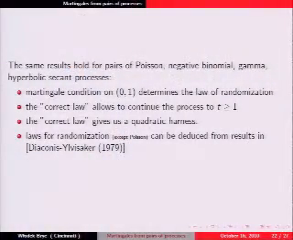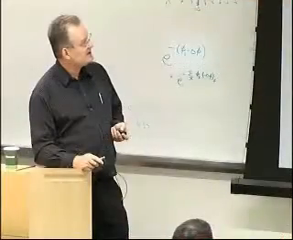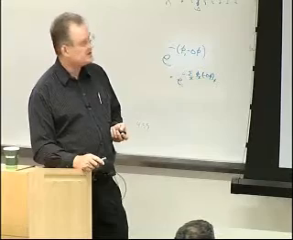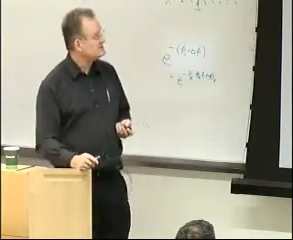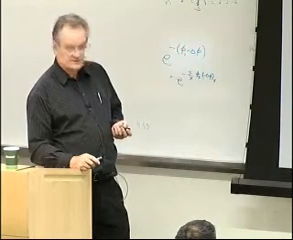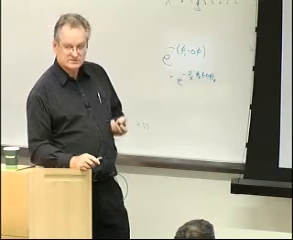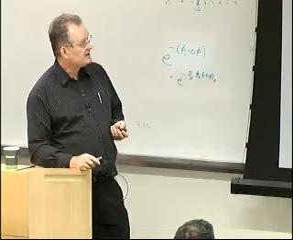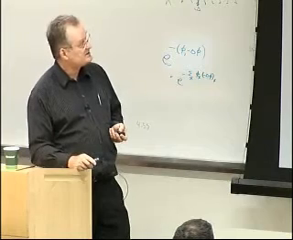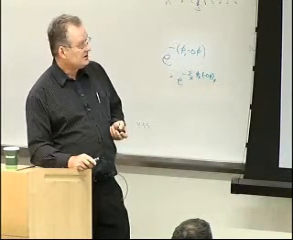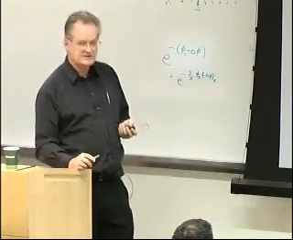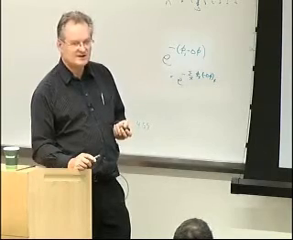So the same kind of results hold for pairs of Poisson, negative binomial, gamma, hyperbolic secant processes. We actually worked them out. The first couple of them we worked out as exercises because we knew the answer from a paper that we wrote in 2006. So the martingale condition on 0, 1 determines the law of randomization. And then the correct law allows us to continue the process to t larger or equal than 1. And then the correct law gives us actually a quadratic harness. So this happens for Poisson, negative binomial, gamma, and hyperbolic secant processes. And all of the laws of randomizations, with a small disclaimer about the Poisson, can be deduced from the Diaconis Ylvisaker paper. So we don't really have to work as hard as we did.